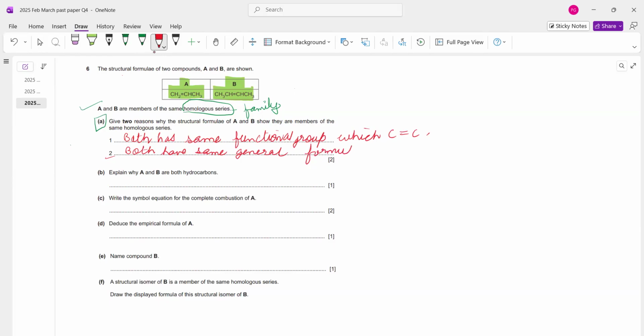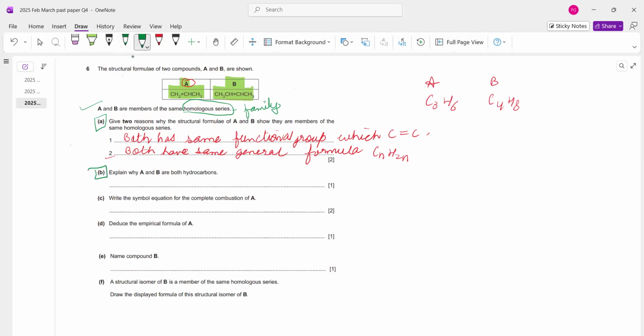Now let's verify this. The formula for compound A is C3H6 and the formula for compound B is C4H8, which means they both have the same general formula CnH2n. So these are the reasons we can give for why A and B belong to the same family or same homologous series. Let's do part B.